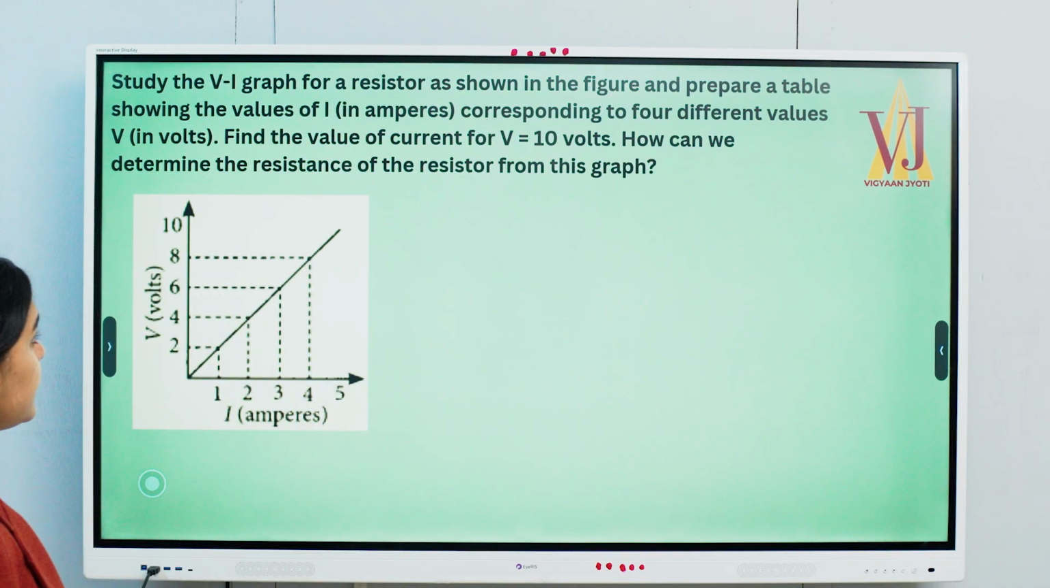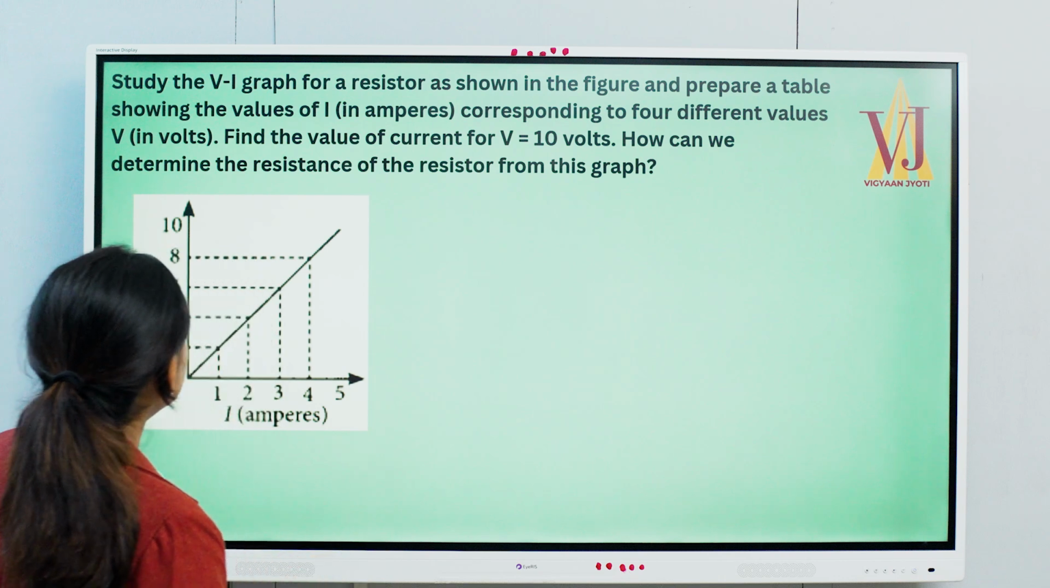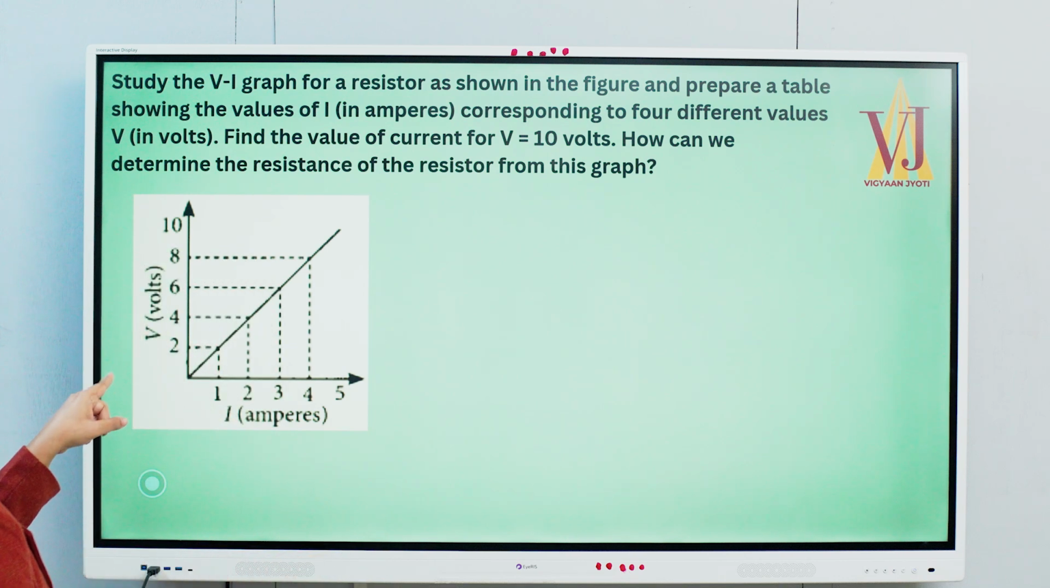Study the VI graph of a resistor as shown in the figure and prepare a table showing the values of I, that is in amperes. Okay, so this is a VI graph. You understood this first. Second, you have to prepare a table. Next, you have to show the amperes and voltages corresponding to 4 different values. They have already plotted it like this.